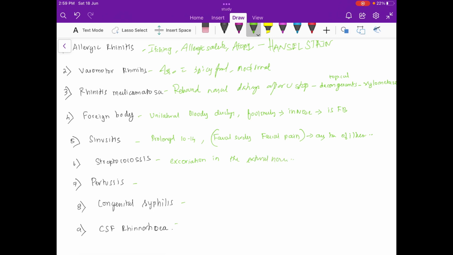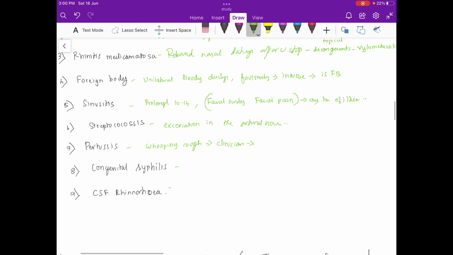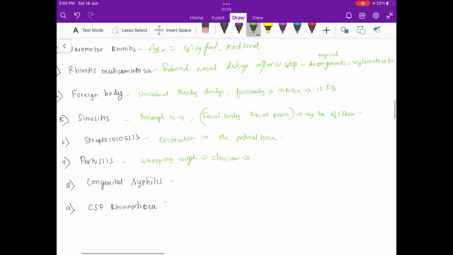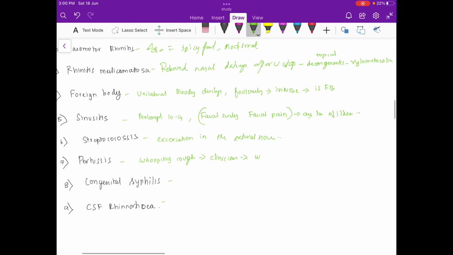Pertussis, this is called a whooping cough, which an experienced clinician will never miss. And congenital syphilis. Before that, pertussis will present with a classical whoop. Congenital syphilis presents as persistent running nose in the first 3 months.